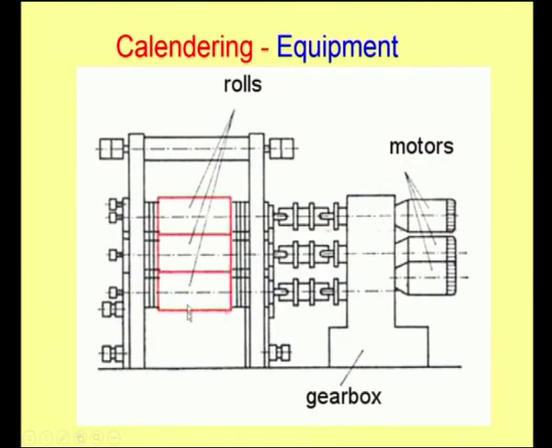Too much heat would result in degradation of the polymeric materials. This is how typical commercial calendering equipment will look, where you have motors coupled with gears and pulleys to rotate the rolls. In this example, there are three rolls aligned in a vertical fashion, and the speed of the roll can be changed by controlling the speed of these motors.